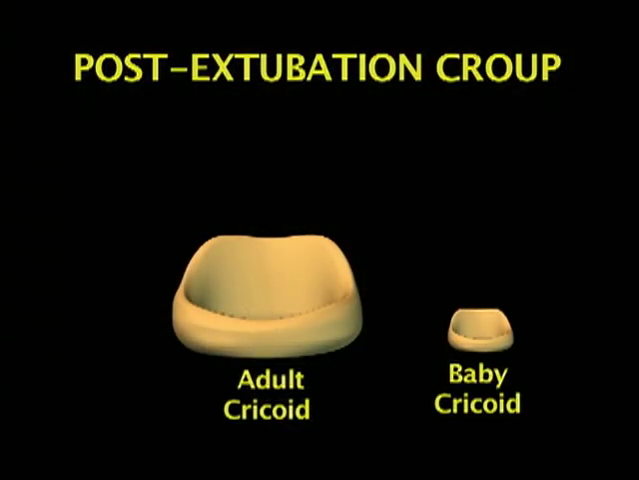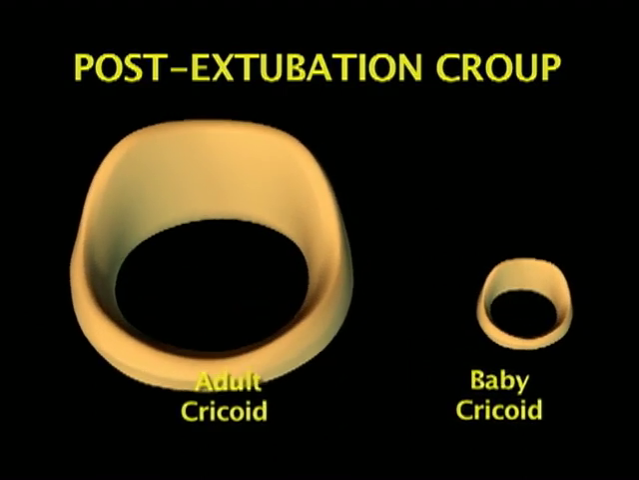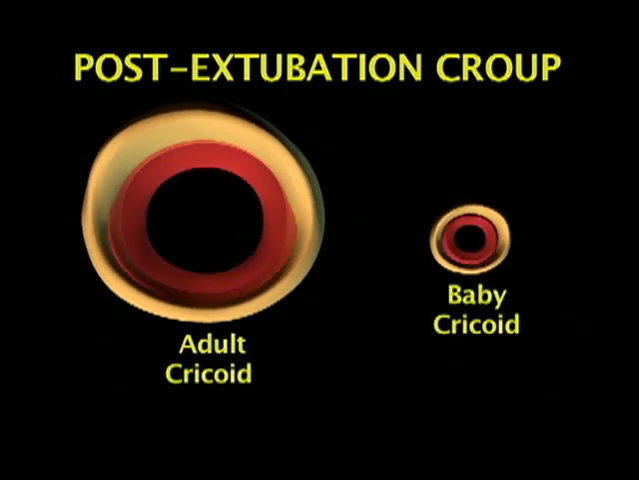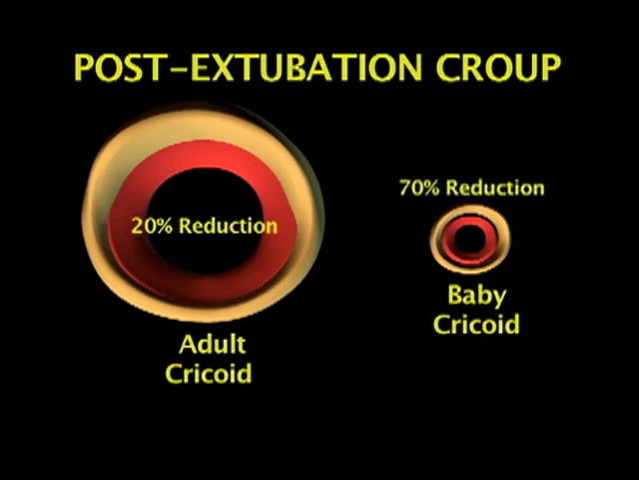The problem is the effect of a small amount of edema on the diameter of the subglottic space. 1 millimeter of circumferential edema in an average adult with a 10 millimeter cricoid opening reduces that opening 20%, leaving considerable reserve. The same 1 millimeter circumferential edema in a baby's 3 millimeter cricoid reduces the opening by almost 70%.